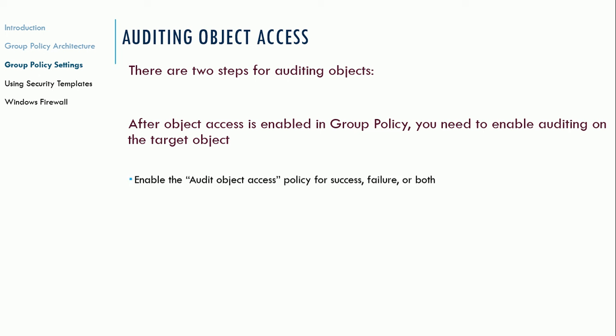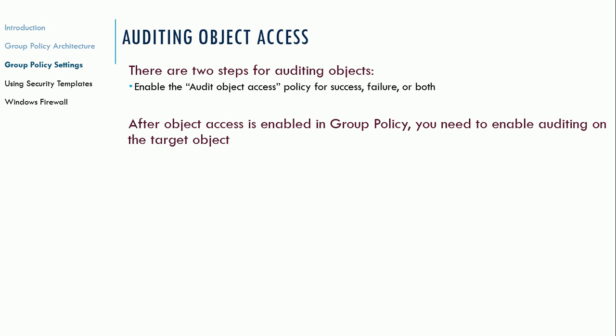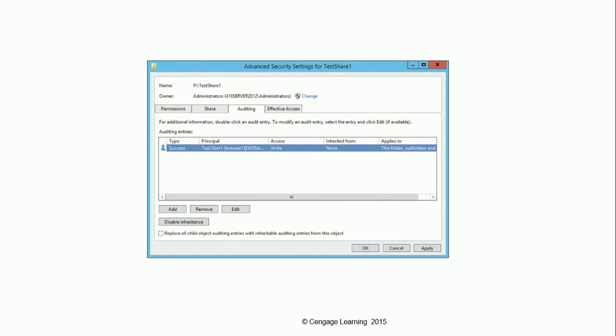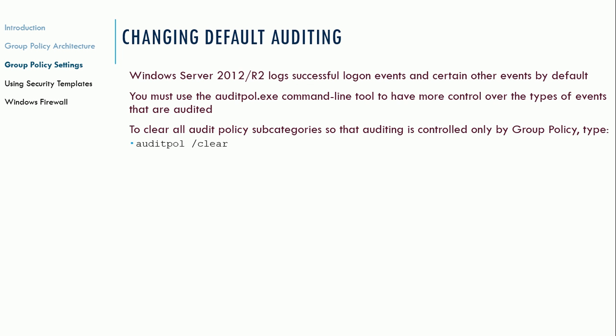So auditing object access, there are a couple steps for turning on auditing for object access. You can enable the audit object access policy for success, failure, or both. And you can enable auditing on targeted objects for success, failure, or both. And this is what the dialog box looks like for turning on auditing. If you want to change the default auditing, there is a command line tool that you can run to do that, auditpol /clear.